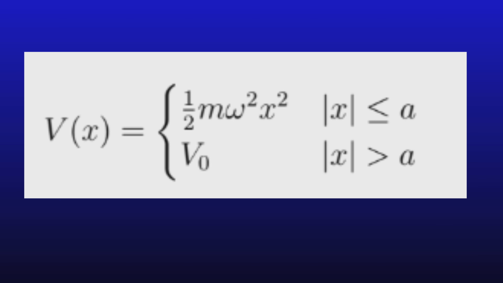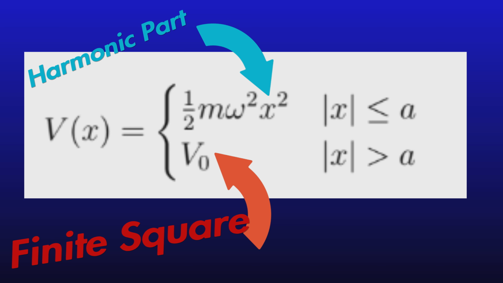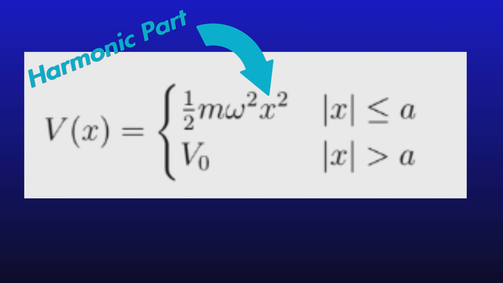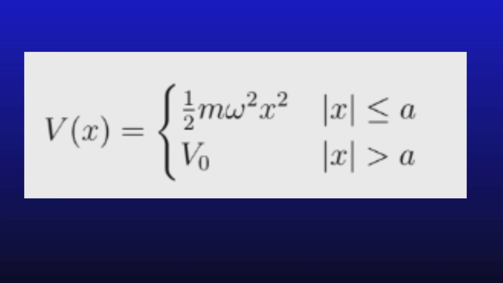The first thing, as indicated by the name too, is that you can see this is a combination between a finite square well and a harmonic oscillator. The top term there is our harmonic oscillator, this expression right here that I just circled, and that's the case when the absolute value of x is less than or equal to some value a. Then on the bottom, when x is greater than a, we have this constant potential V naught.